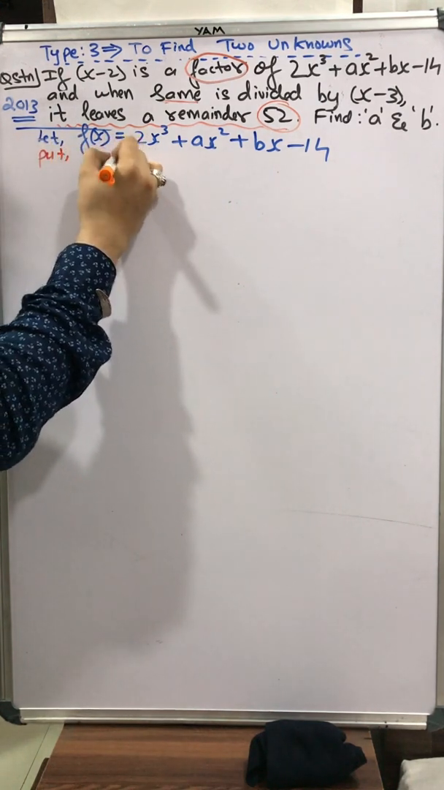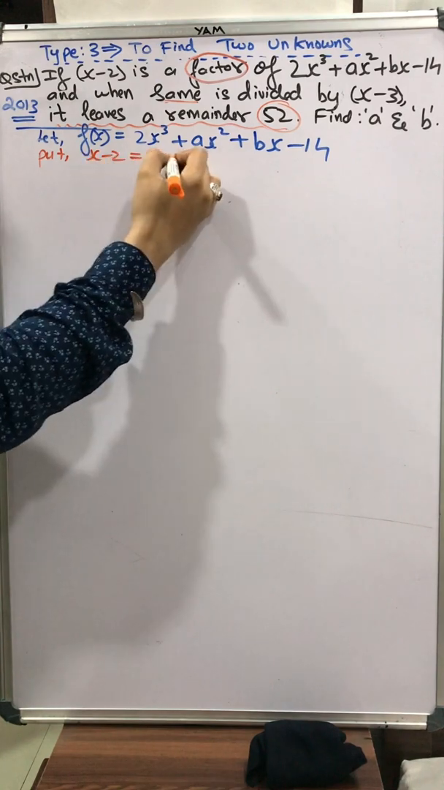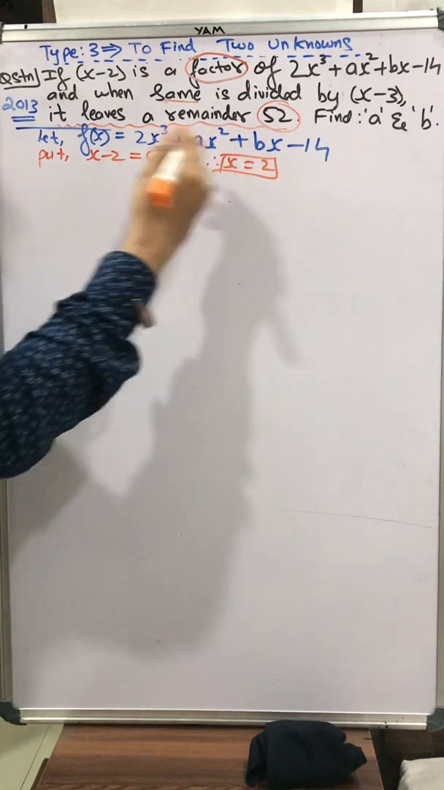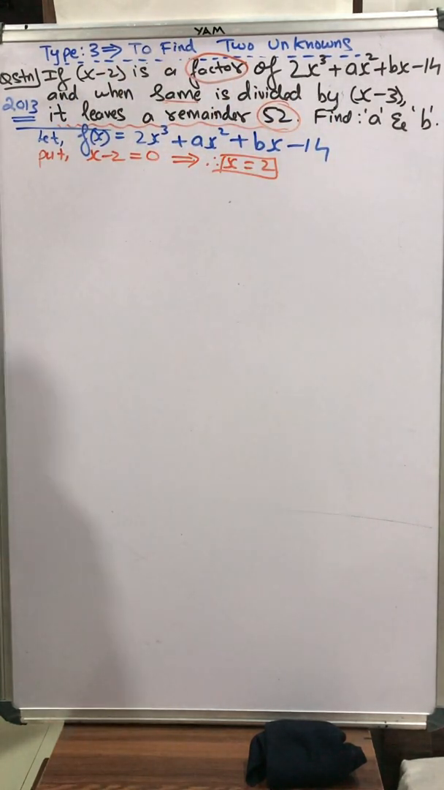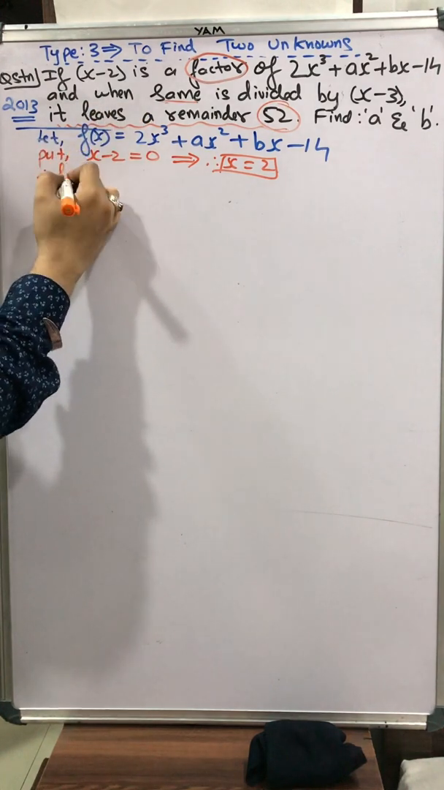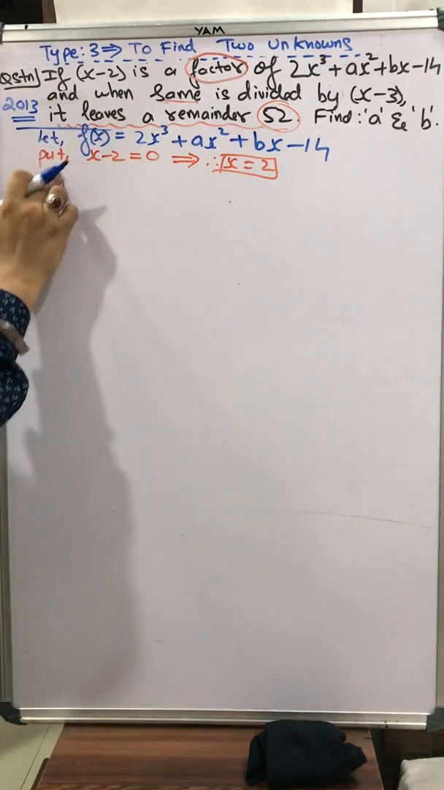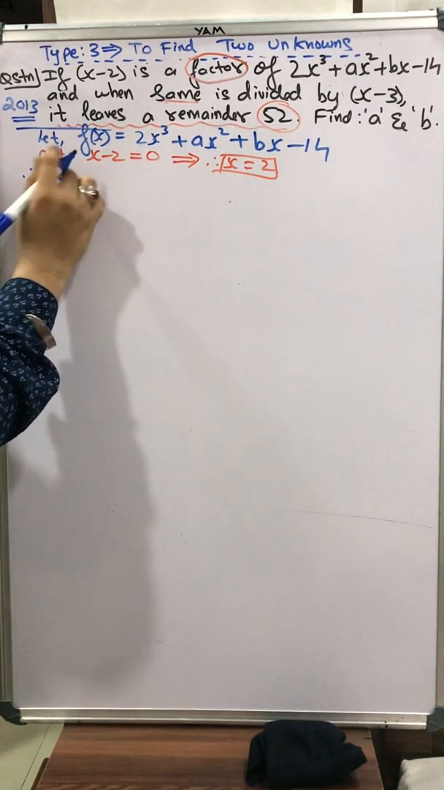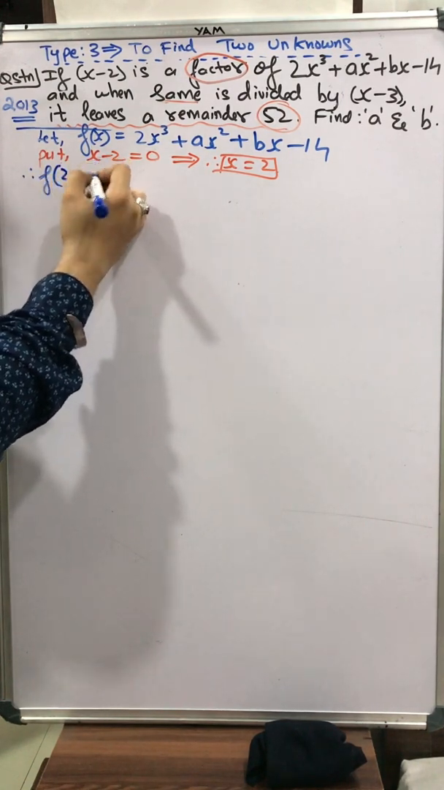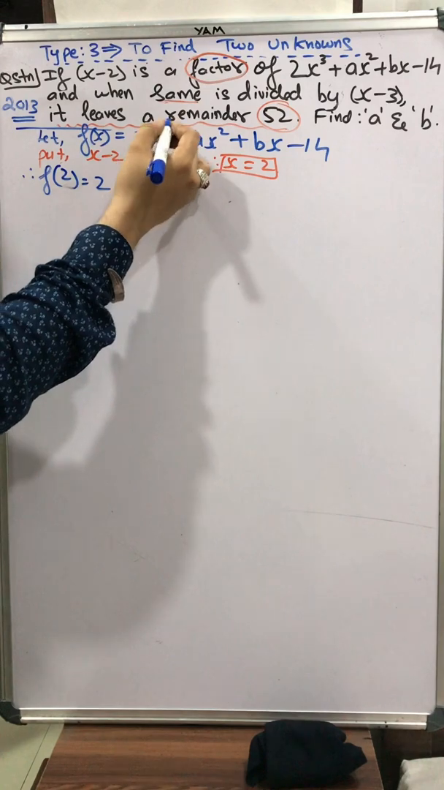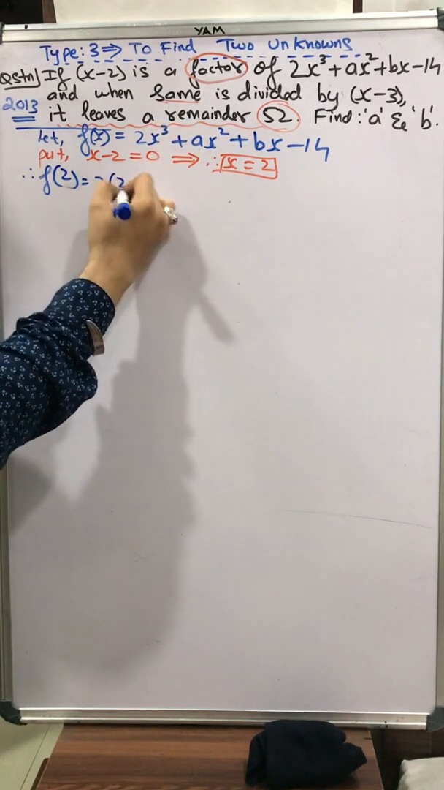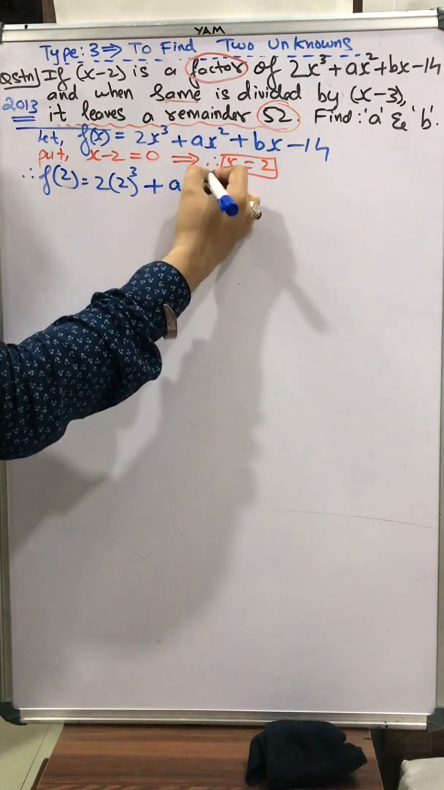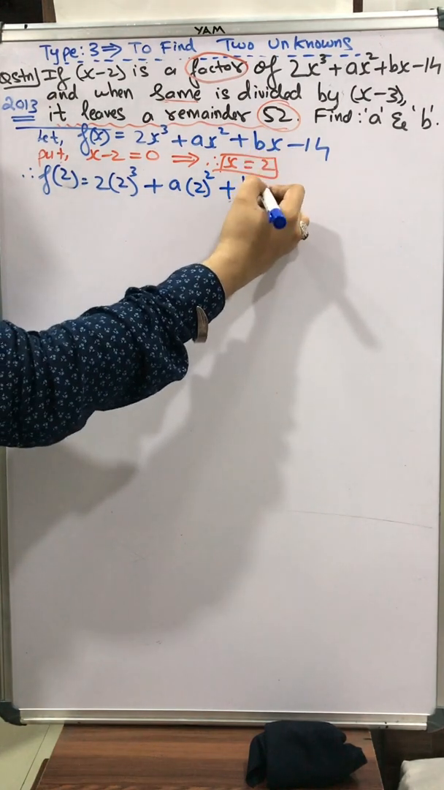Put x minus 2 equal to 0, our first one. I don't have place, that's why I'm writing on the right hand side. Therefore x will become 2 because minus 2 comes on the right hand side, it becomes plus 2. Now I substitute 2 at the place of x. Therefore wherever I have x, I'll just put 2. So f of 2 is equal to 2 multiplied by x cube, at the place of x I'll put 2, so it becomes 2 cube, plus a into x square, at the place of x 2 square, plus b multiplied by x, at the place of x 2, minus 14.